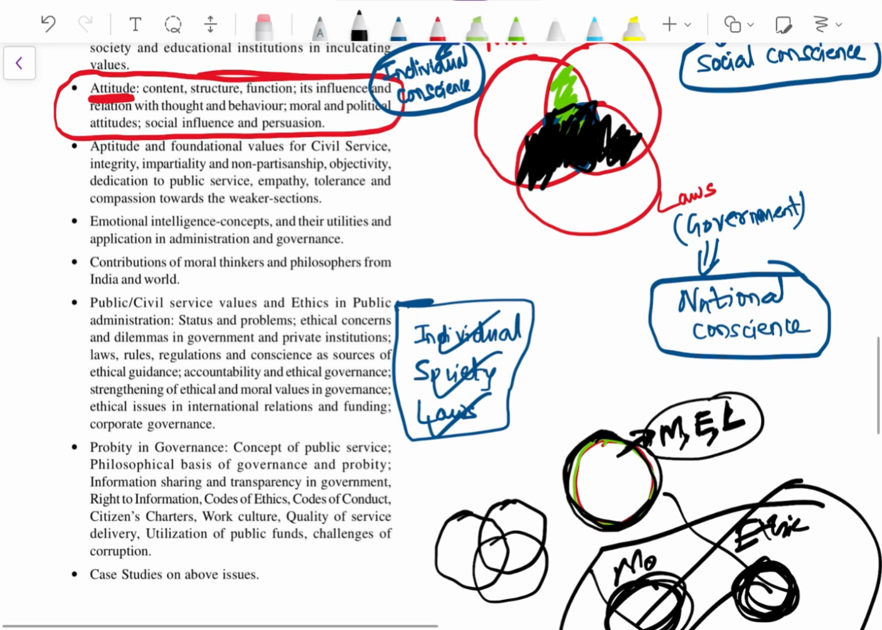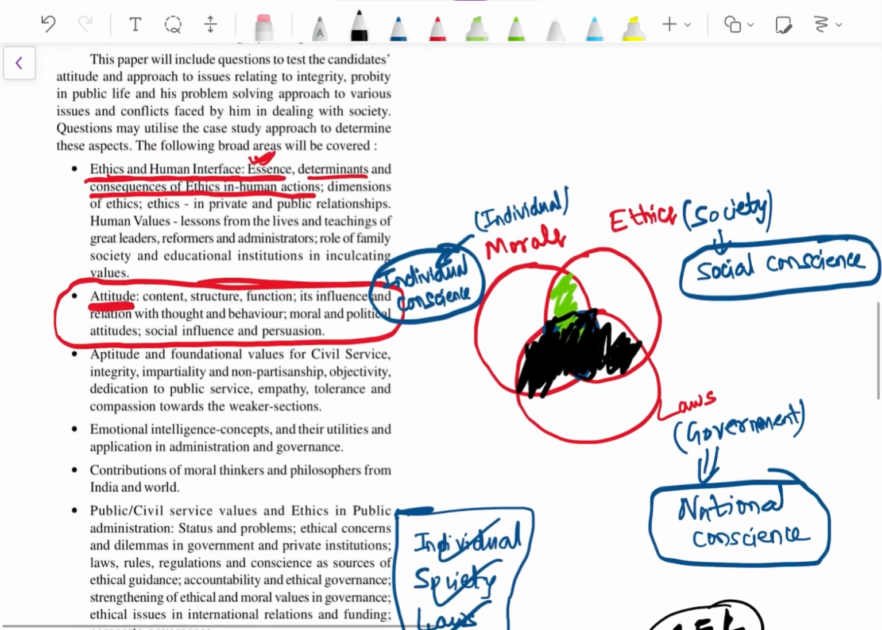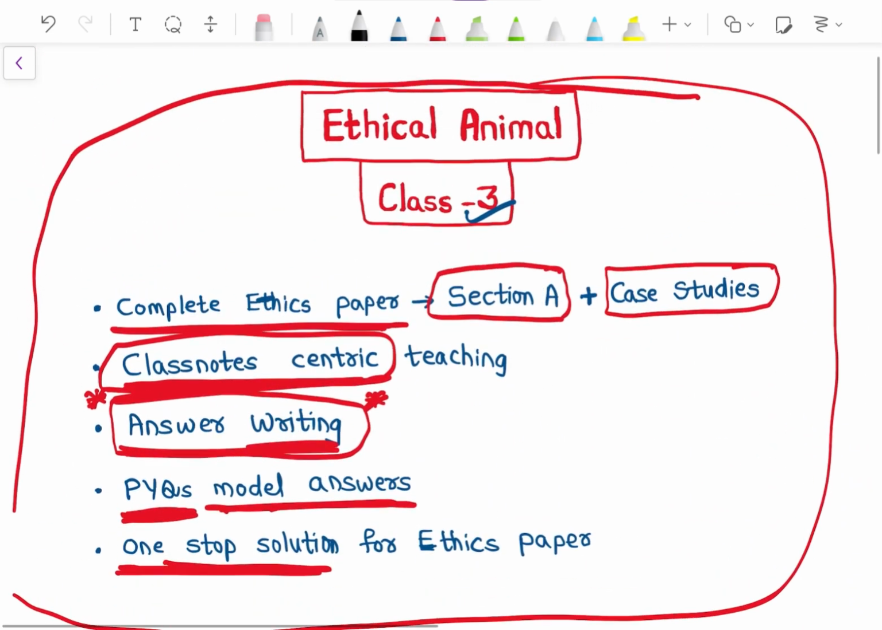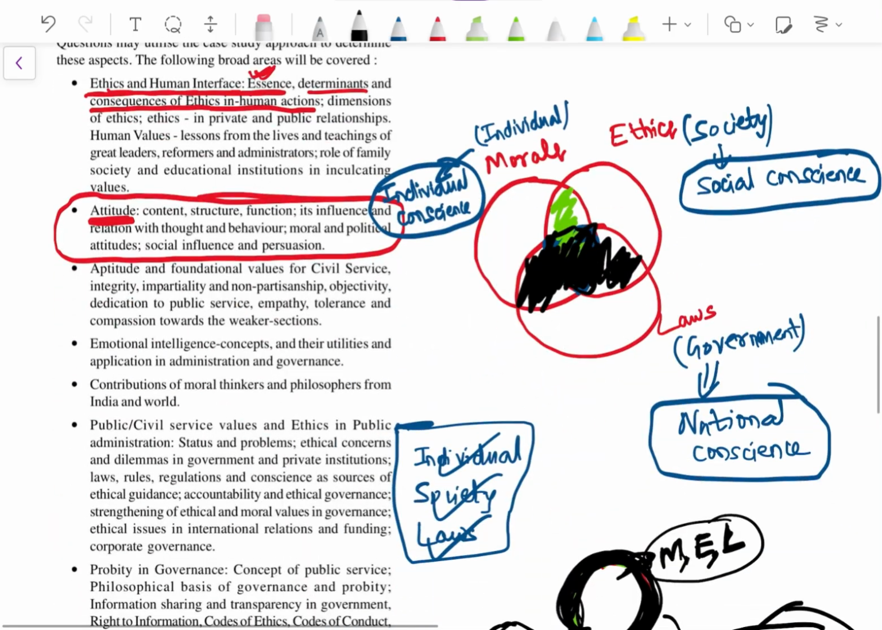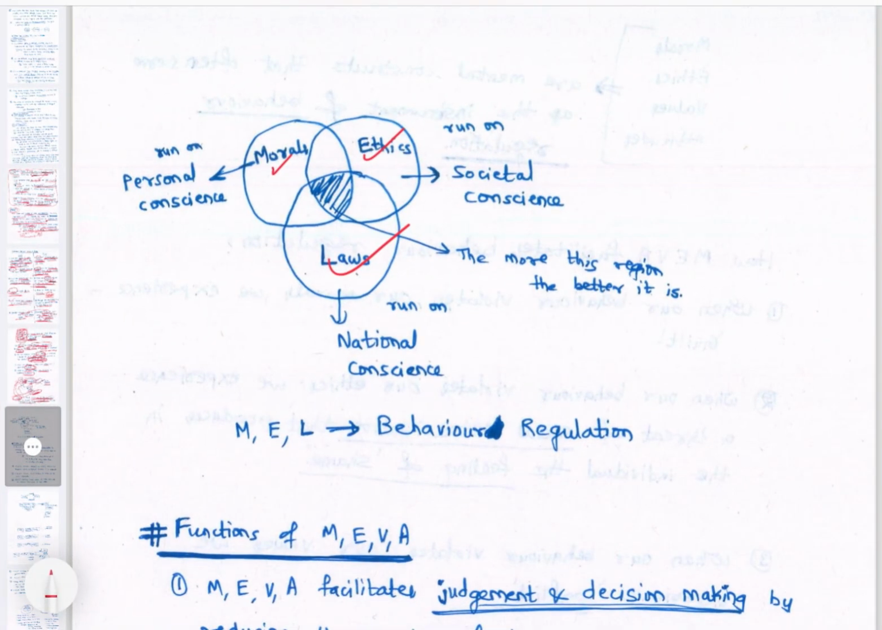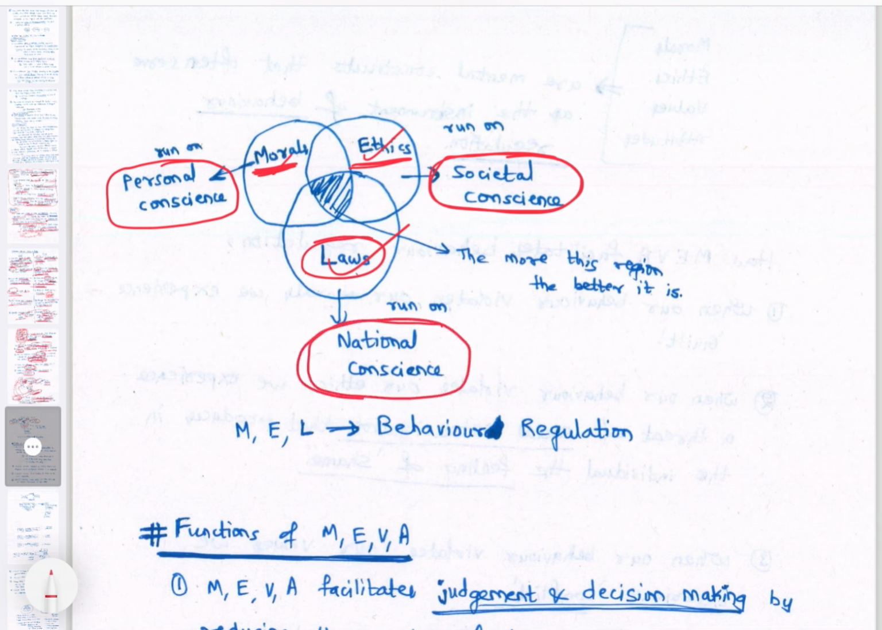So our ideal is to make laws, morals, and ethics in consonance, with some coordination between laws, morals, and ethics. So this is the connection between them. Morals run on personal conscience, because morals are individual centric, ethics run on societal conscience, and laws run on national conscience. So morals, ethics, and laws, their main function is behavior regulation.